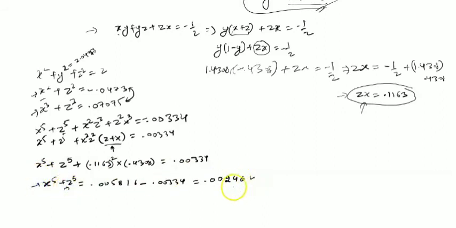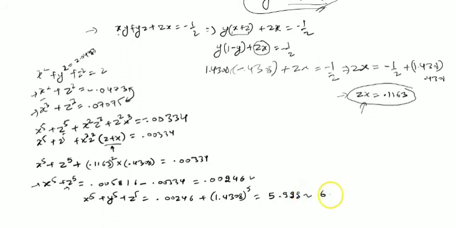and this is my answer for x to the power 5 plus z to the power 5. And because I wanted to have the answer to x to the power 5 plus y to the power 5 plus z to the power 5, I'm just going to add 0.00246 to 1.4308 to the power 5, and this is approximately equal to 5.998, which is near about equal to 6. So x to the power 5 plus y to the power 5 plus z to the power 5 equals 6.